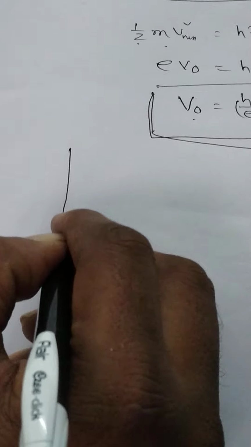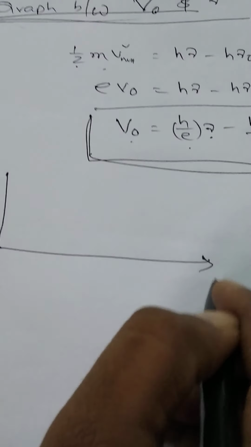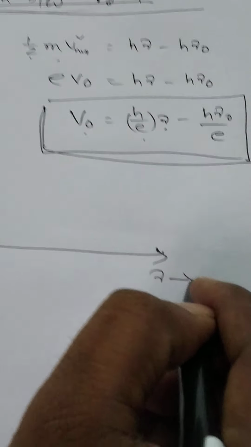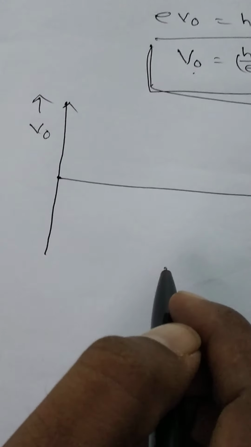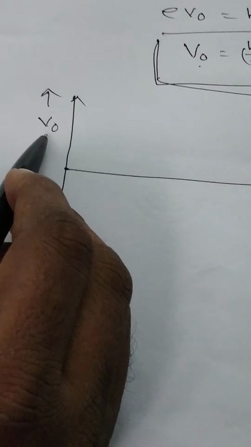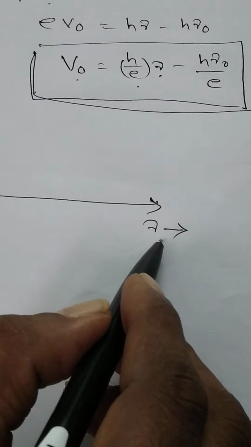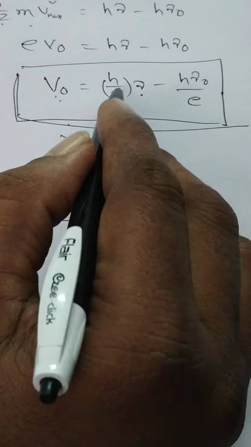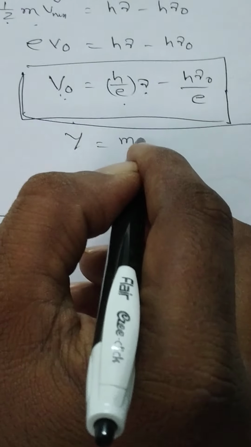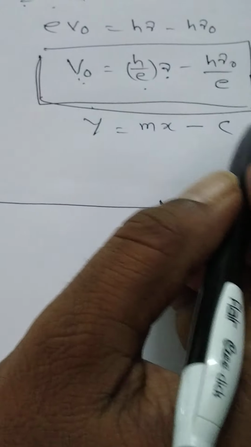Suppose a graph is drawn by taking the frequency of the incident photon on the x-axis and stopping potential V naught on the y-axis. The y coordinate is V naught, the x coordinate is nu. This equation is similar to y equal to mx minus c, with slope m equal to h by e. It is in the form of y equal to mx minus c.